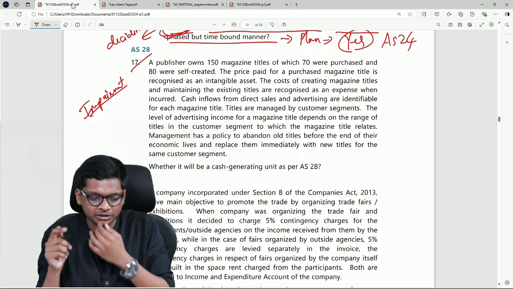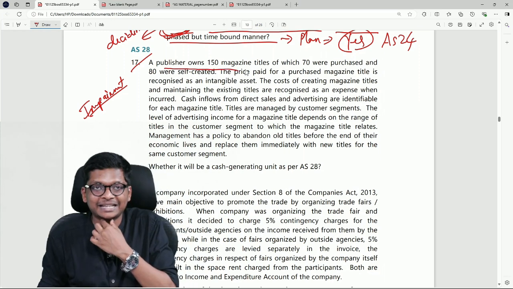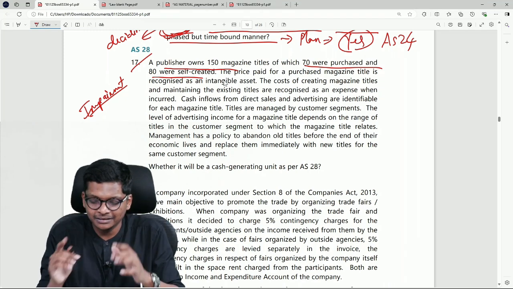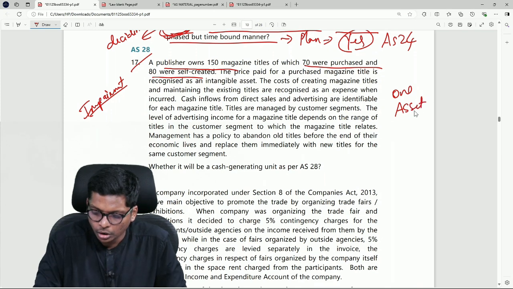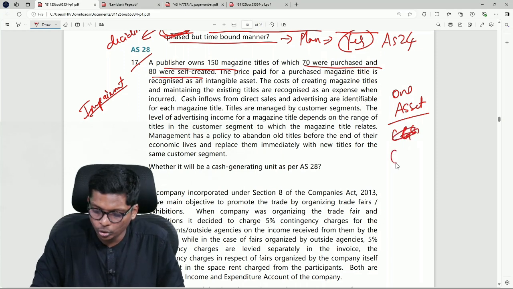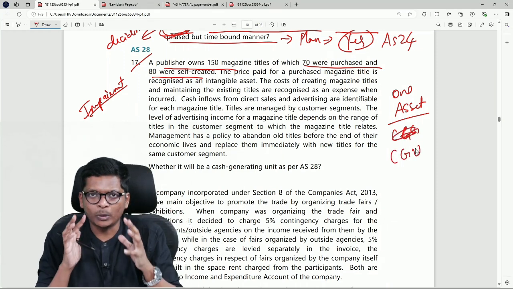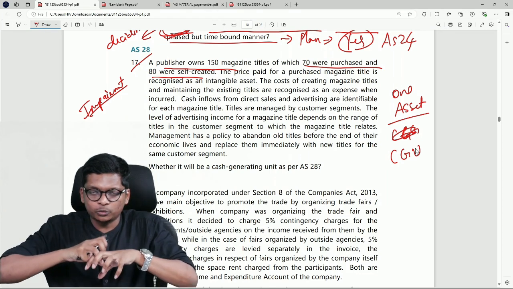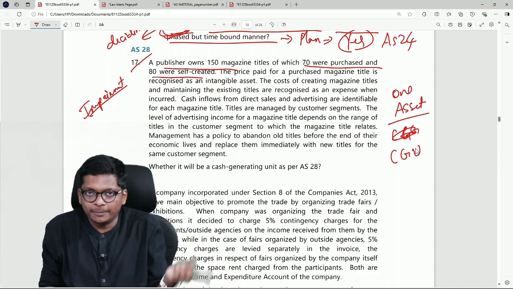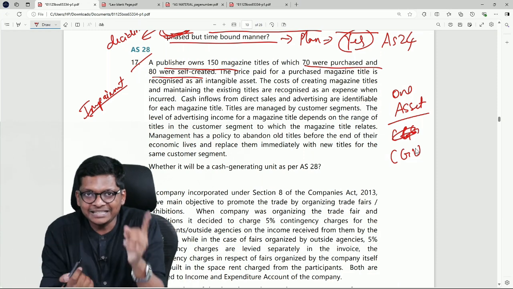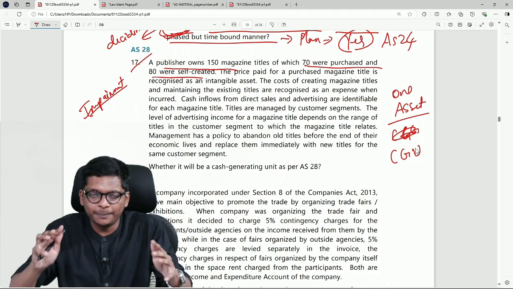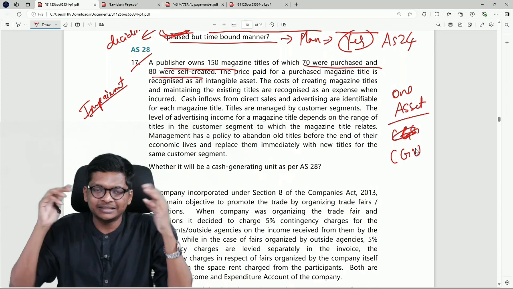Just a quick revision of this concept. A publisher owns 150 magazine titles, out of which 70 were purchased and 80 were self-created. Now, is each of these magazines one asset, or should I treat all the 150 magazines as one CGU? The whole chapter is this. Can I consider them as 150 separate assets, or will these 150 magazines become one CGU? It depends on whether these 150 magazines can separately, independently generate cash flow for me, or they can generate it only together.